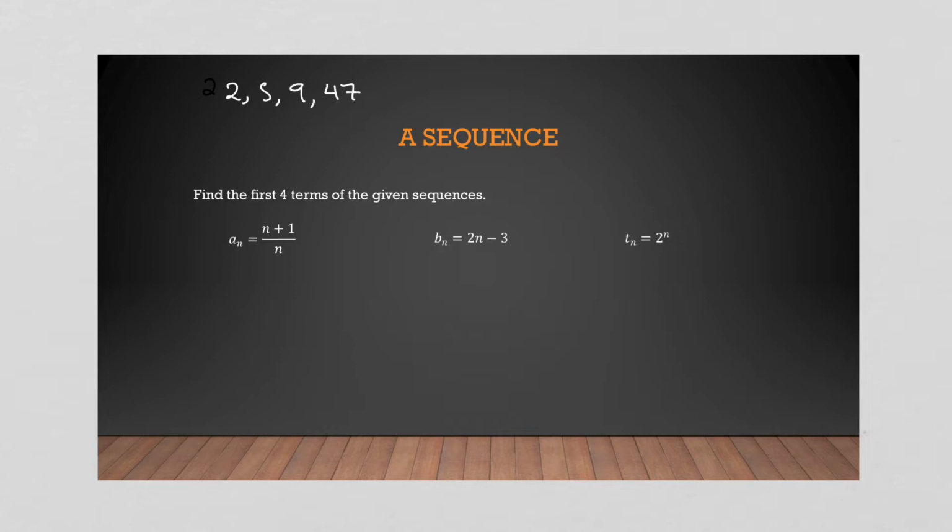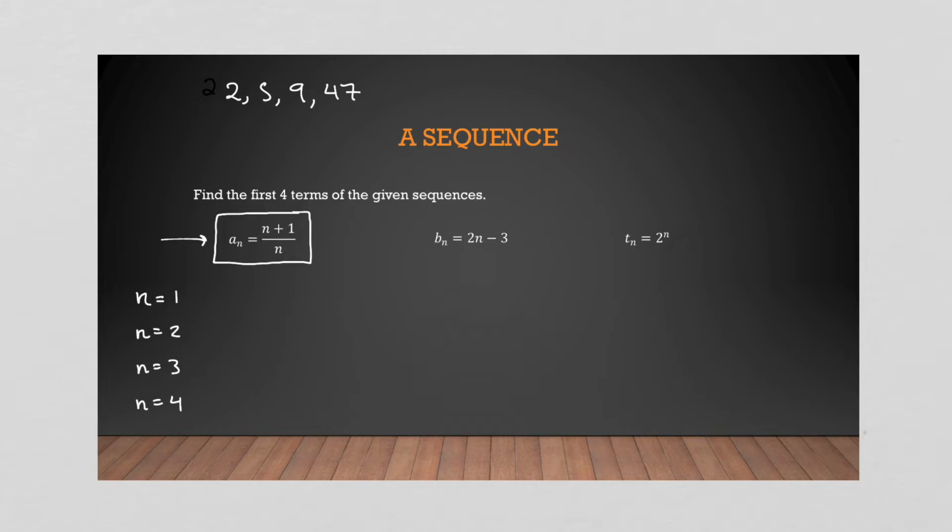Now, in this case, we're given an algorithm for a sequence. We're saying this a to the power of n sequence is given by n plus 1 over n. So if I wanted the first 4 terms of that sequence, I'm just solving for this when n equals 1, when n equals 2, when n equals 3, and when n equals 4. So what I do is I take my n equal 1 and I plug it into this equation. Wherever I see n, I put 1.